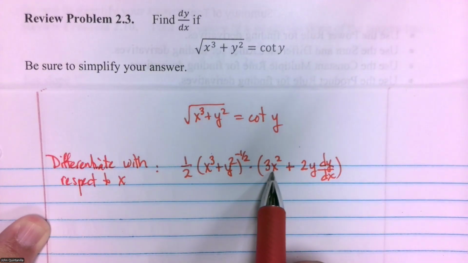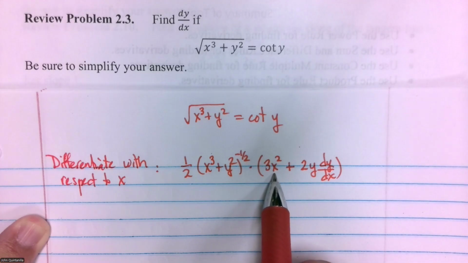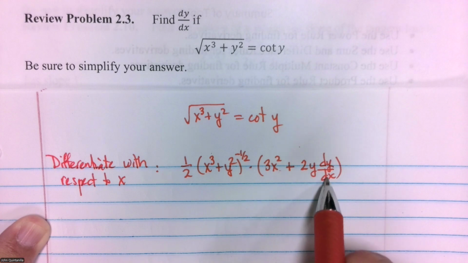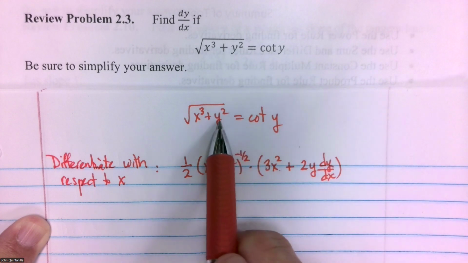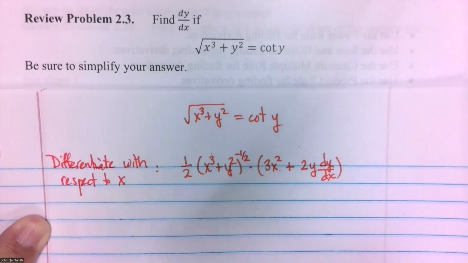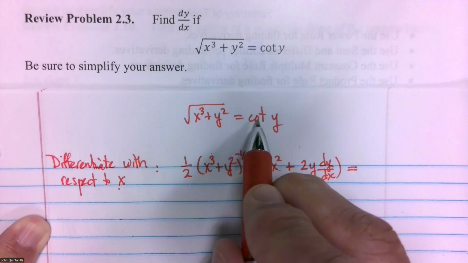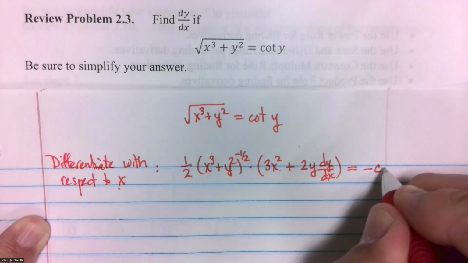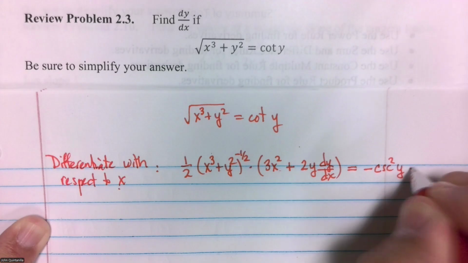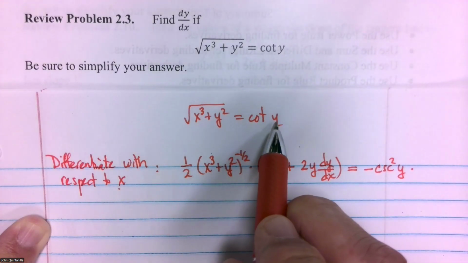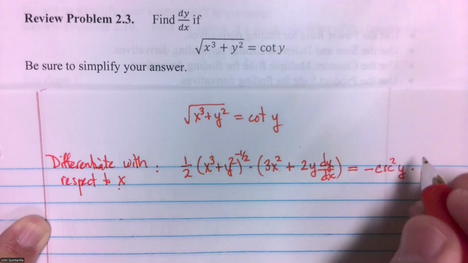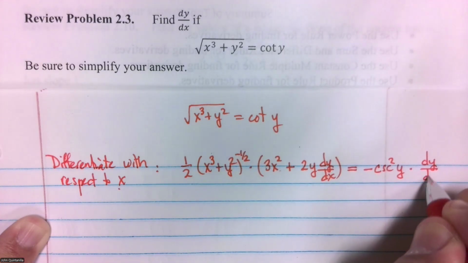And here, there's no dx because the derivative of x with respect to x is just 1. And so it's not necessary to have a second term on the 3x squared. However, it is necessary to have a second term over here because I'm not differentiating with respect to y, but with respect to x. On the right-hand side, the derivative of the cotangent of something is the negative cosecant squared of the something times the derivative with respect to x. And the derivative of y with respect to x will be dy/dx.